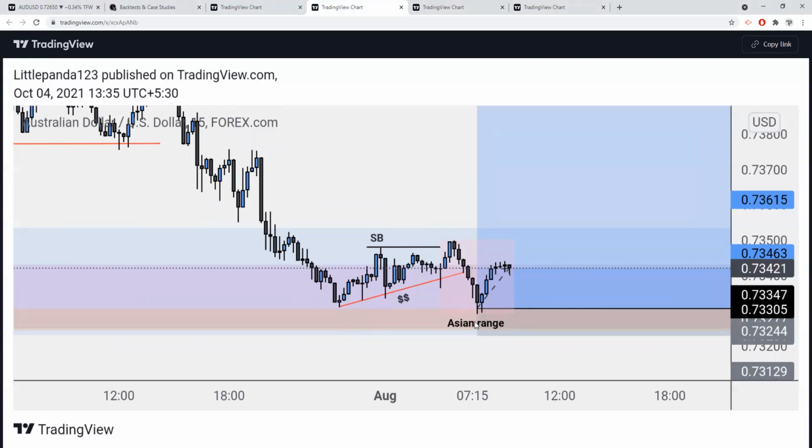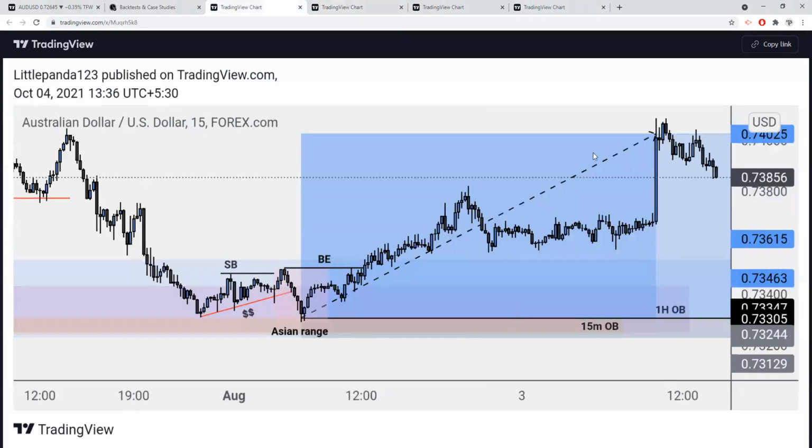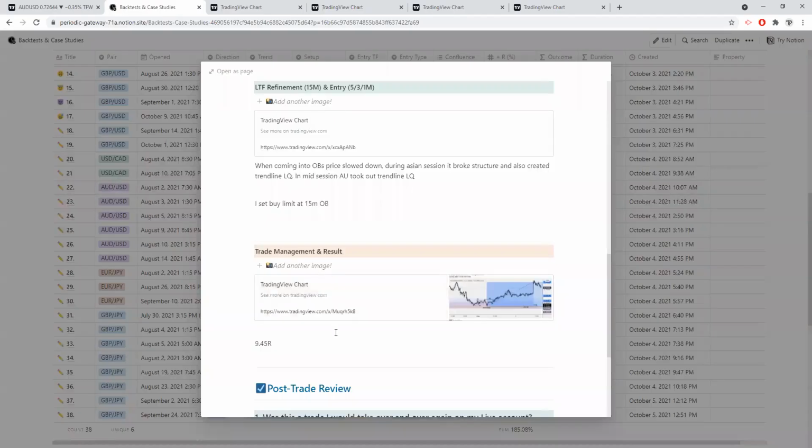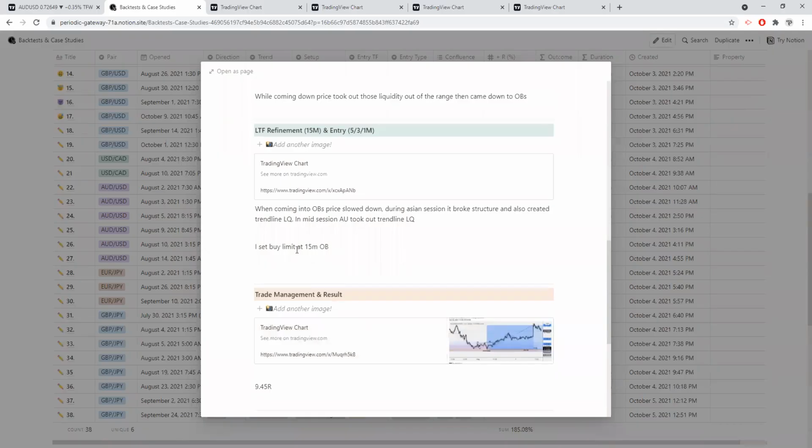Liquidity, manipulation below liquidity. You also have the structure break above. And then it just keeps carrying on. Let me check your notes. I said buy limit at 50-minute OB when coming into a price of that range. In mid session, AU took out trend line liquidity. Exactly.